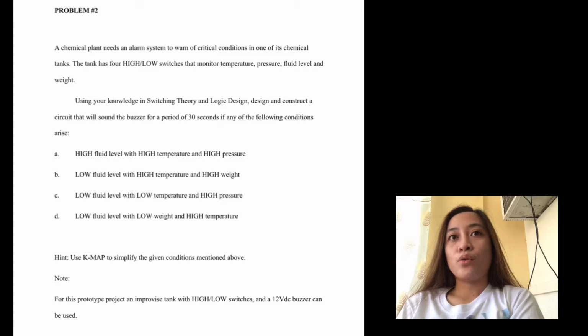A. High fluid level with high temperature and high pressure. B. Low fluid level with high temperature and high weight. C. Low fluid level with low temperature and high pressure. And D. Low fluid level with low weight and high temperature. Using K-map to simplify the given conditions mentioned above.